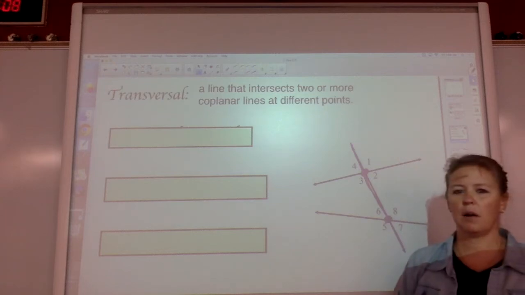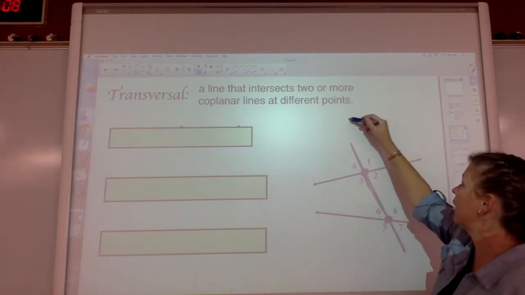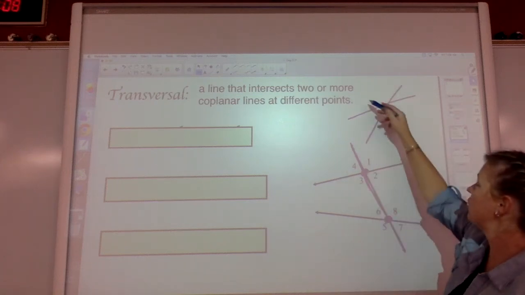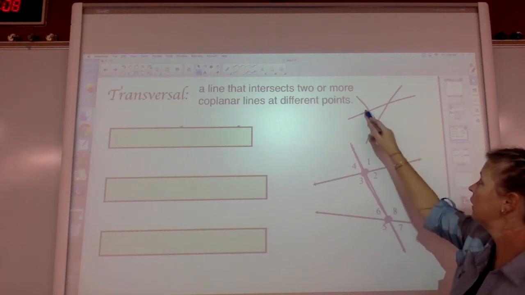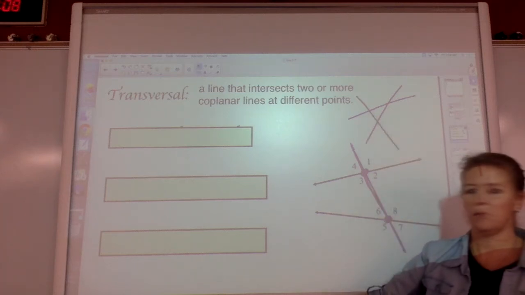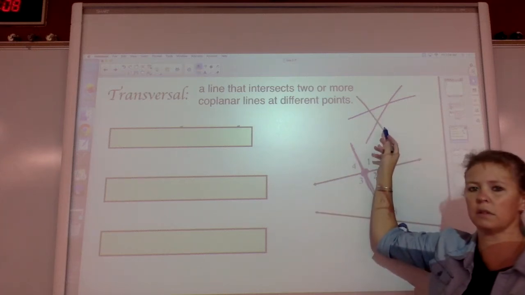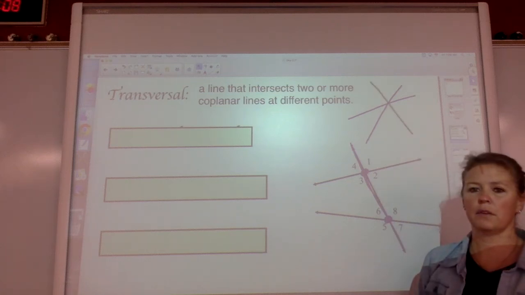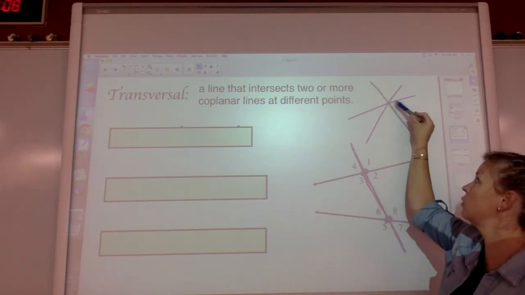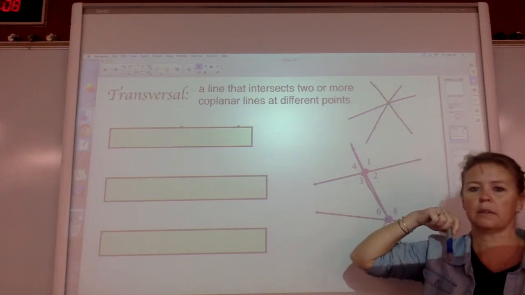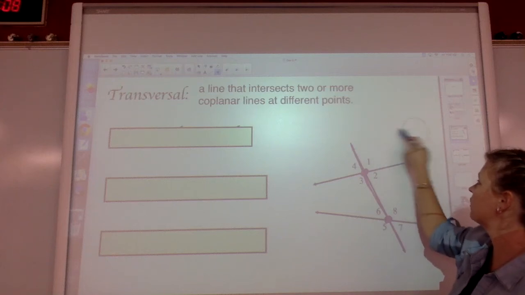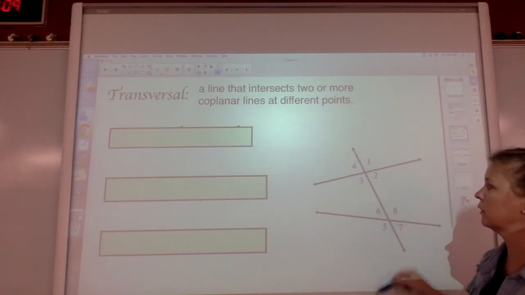And you might say, well, how could they not intersect it at 2 different points? Well, what if I had this line and this line? You could send a transversal through it here, intersecting at 2 different points. Yes, that black line is a transversal. Now it's no longer called a transversal anymore because it didn't intersect 2 lines at 2 different points. It's all at the same. So that would not be a transversal. This one is a transversal.